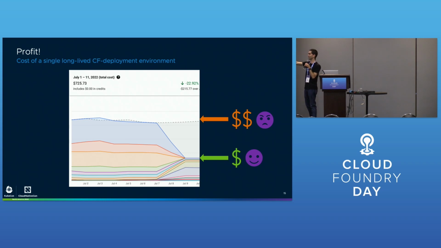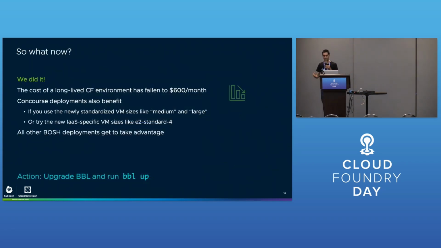And if you look at these different colors, these are Google colors of different SKUs, and a couple of the SKUs just disappear. The N1 SKUs just disappear and are replaced by new colors that represent the E2 SKUs, which are the much cheaper SKUs. Cool. So what now? We did it. Huge success. Cost of a long-lived CF deployment has fallen. This thing costs $600 a month, and it used to cost $2,000 a month. So I would say huge success.